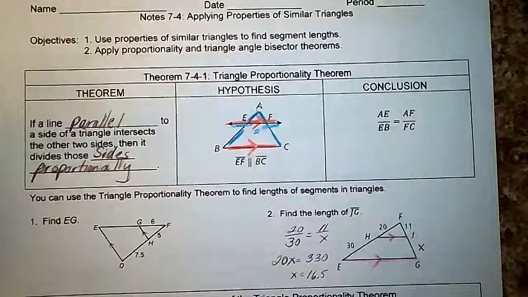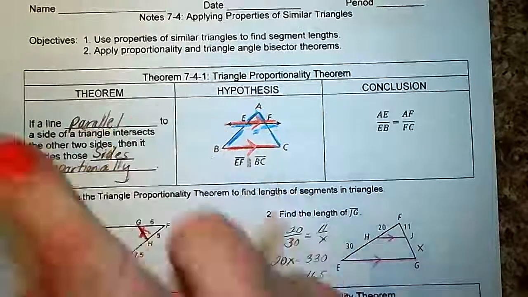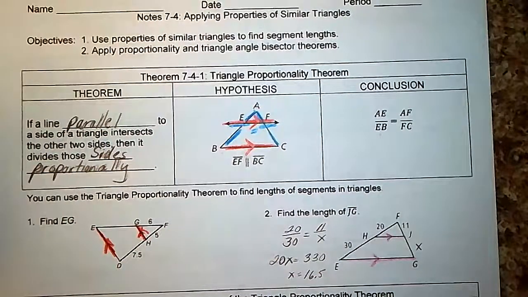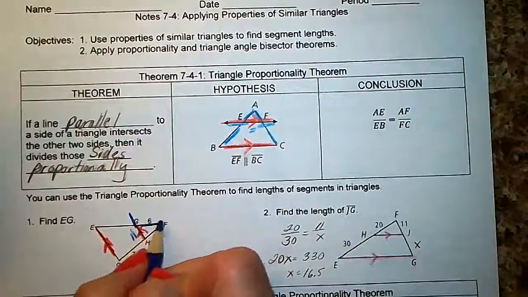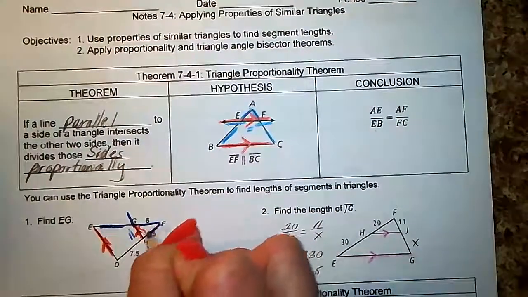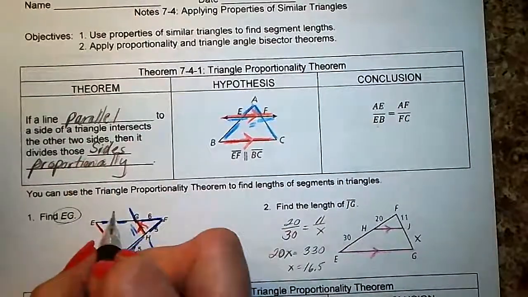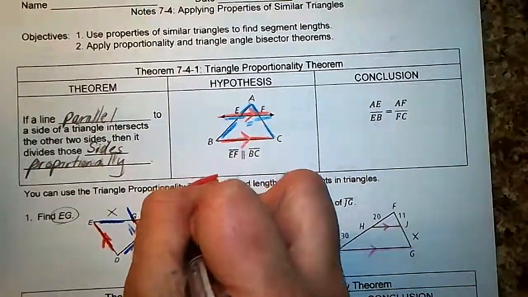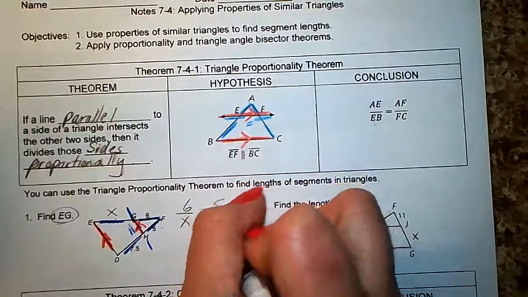All right, let's take a look at how this works. The key thing is looking to see where your parallels are. My parallel lines are here. Okay, so that's where the division is going to occur. So we can put our little line here, equal sign in between. So this over this is going to equal that one over that one. So the 6, and this is what we're looking for. We're trying to find EG, so we're going to put an X there. So 6 over X is equal to 5 over 7.5.